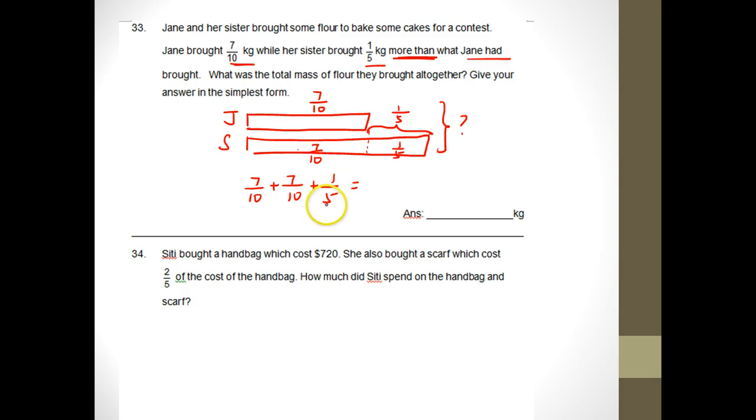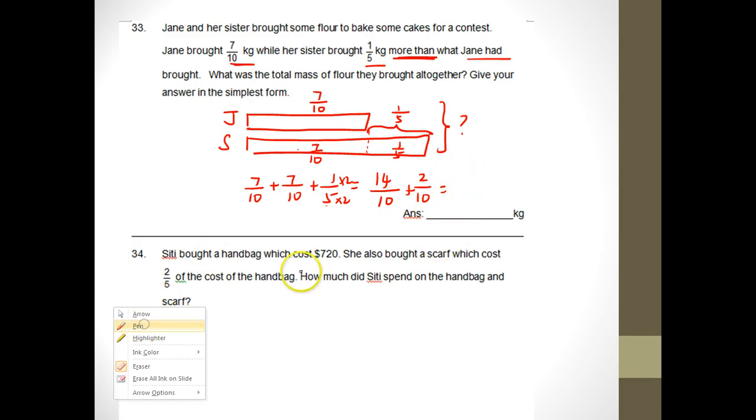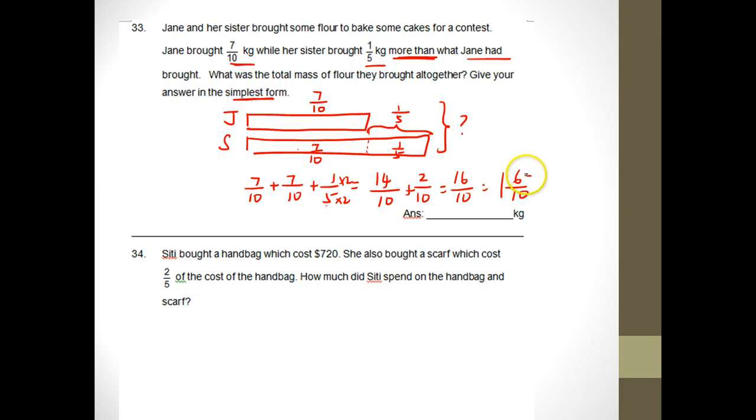I must ensure that my denominator is the same. So I multiply by 2. I will get 14/10 plus 2/10, which is 16 tenths. Which is 1 whole and 6 tenths. I must ensure to give it in simplest form. So I divide by 2. Don't forget my 1 whole and 3/5. So the answer is 1 whole and 3/5 kilogram.